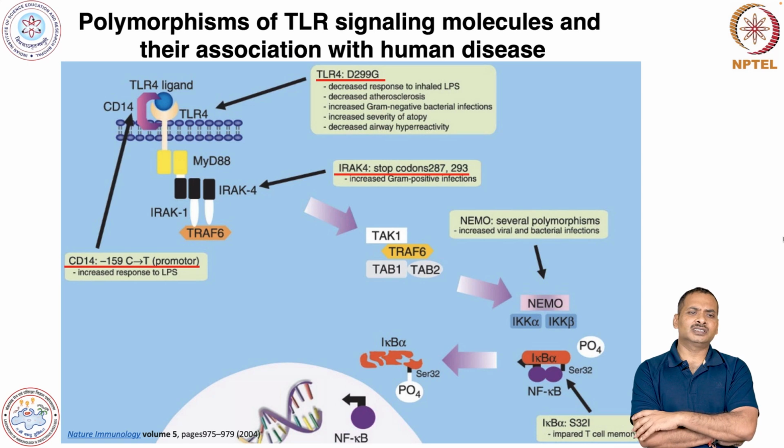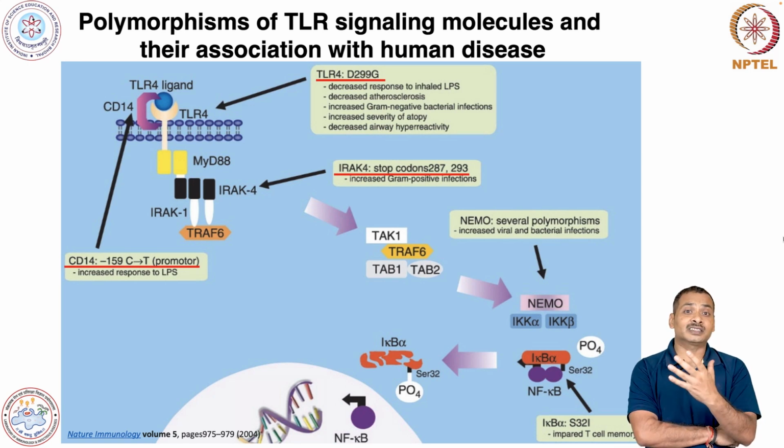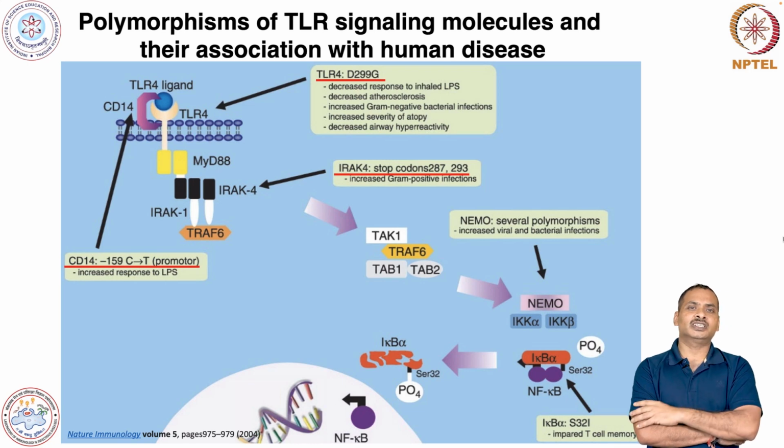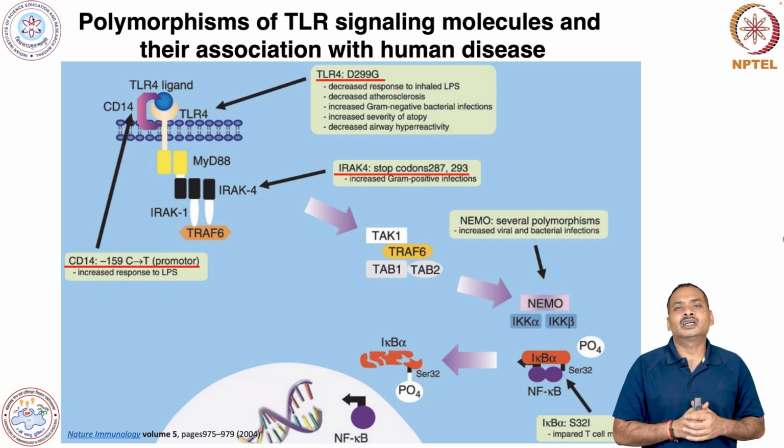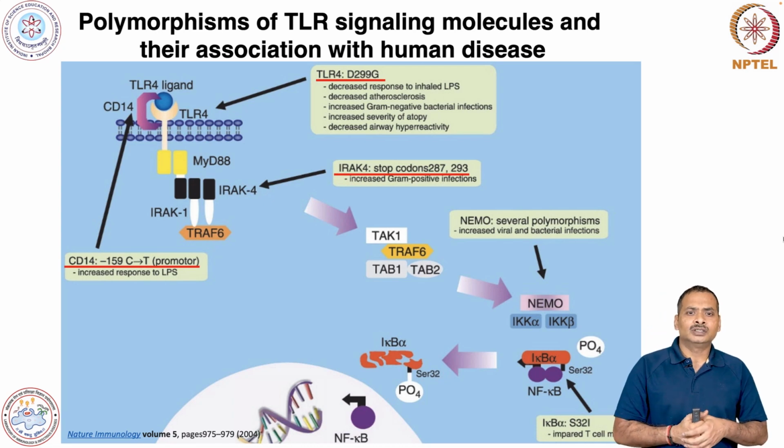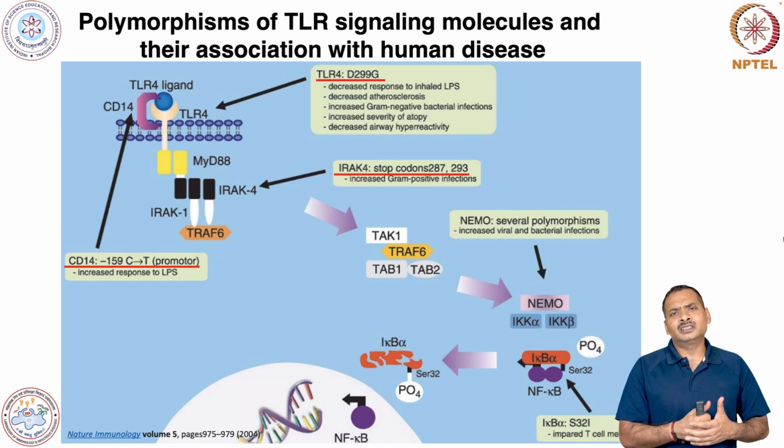Another is this IRAK4. If you remember, MyD88 recruits IRAK. In the previous session I have discussed, and then TRAF6, and that makes a kind of signalosome, a complex, and that eventually activates the IKK complex.